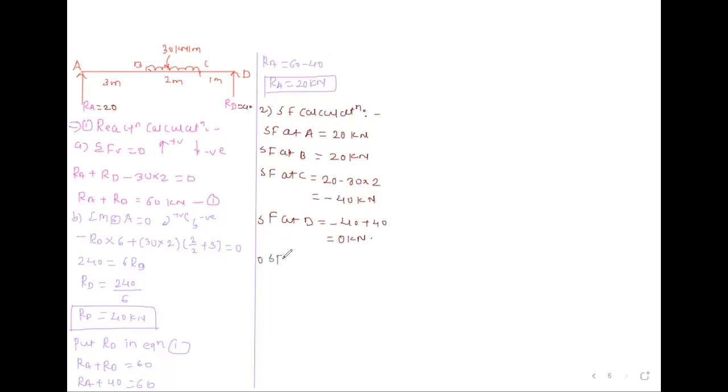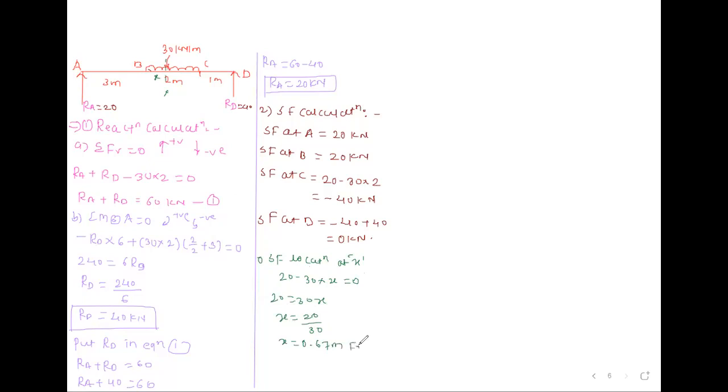Zero shear force location. We will find it from this B point at X. We will assume X meters. So 20 minus 30 into X, which is equal to 0. So 20 is equal to 30x, so X is equal to 20 by 30. X is equal to 0.67 meter.